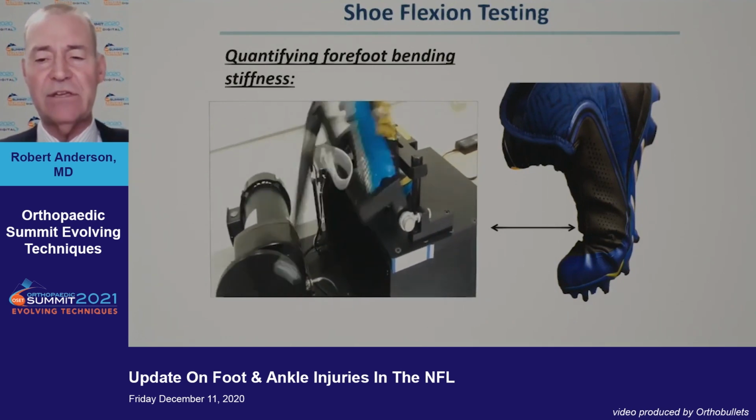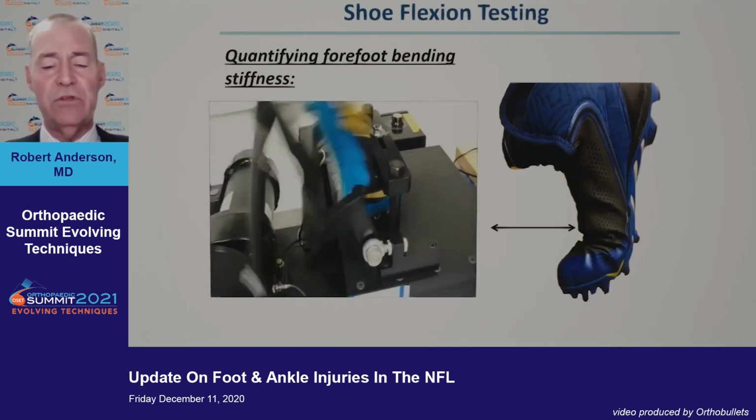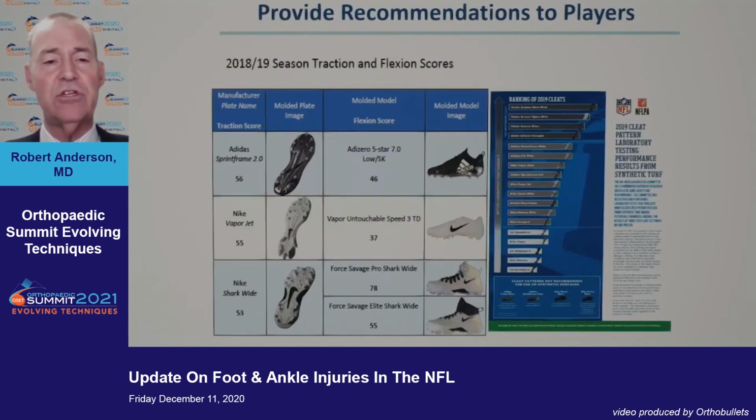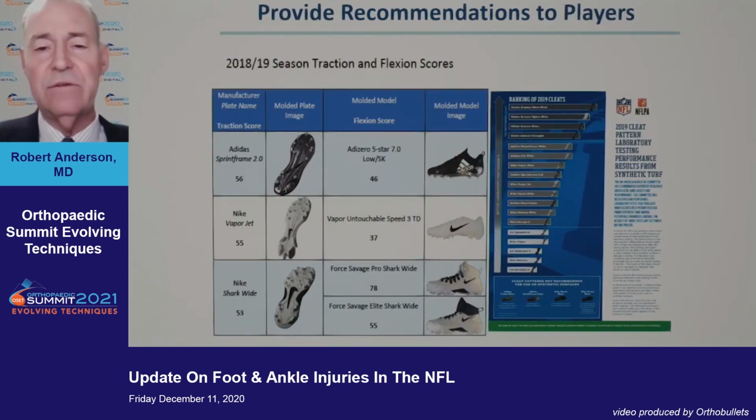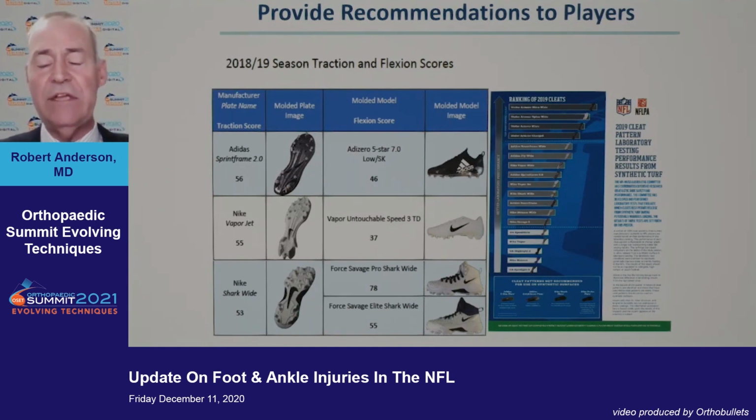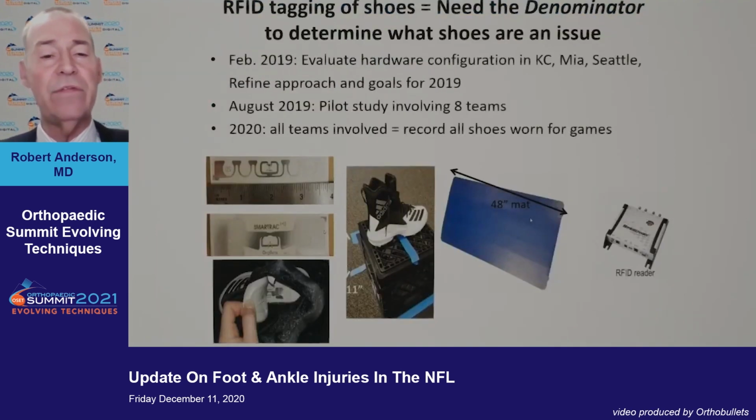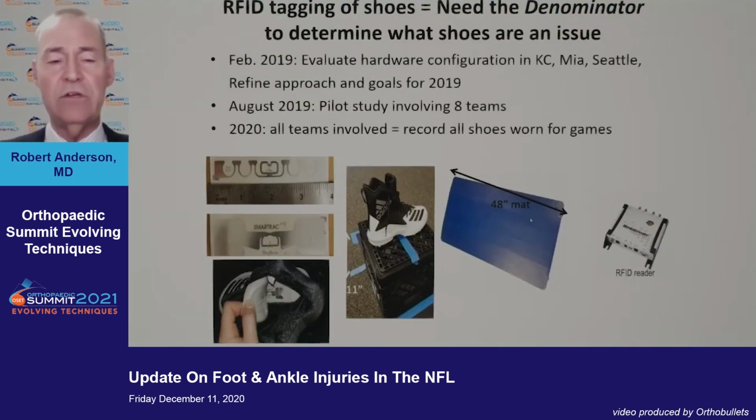So this is the fast testing. This is the apparatus we use to assess how much flexion there is in a shoe. And then we put out this chart, and this chart ranks the cleats. This is the 2019 cleat chart, looking not only at how they did on the Beast turf testing, but also their flexion characteristics of the shoe they like to wear. And again, we then provide that with the support of the NFLPA to try to get them into the most safe shoe possible.